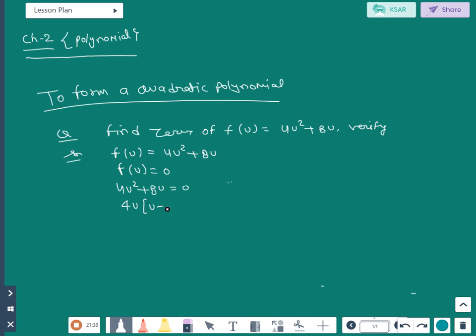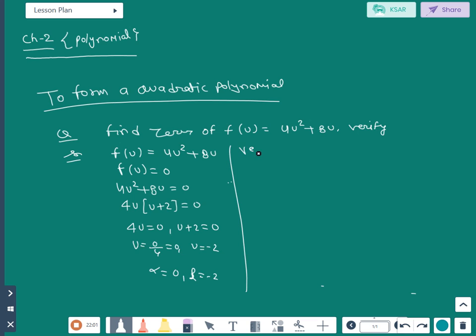4u is common, u plus 2 is equals to 0. 4u is 0 and u plus 2 is also 0. So u value is 0 and u value is minus 2. So what is alpha? 0, and beta is minus 2. Half work is completed. Now the second question is that how we will verify.